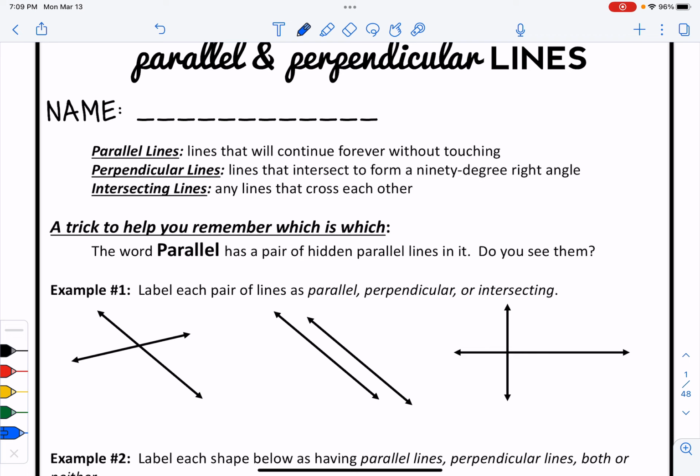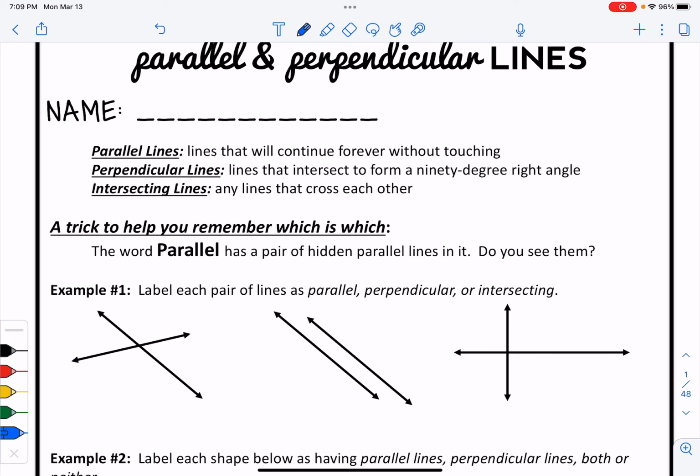Okay, parallel lines, remember, are lines that will never meet. They will continue to go on forever without touching one another. Perpendicular lines are lines that intersect to form a 90-degree right angle. Intersecting lines are any lines that cross each other, okay? They're going to make V's like we learned in the song.